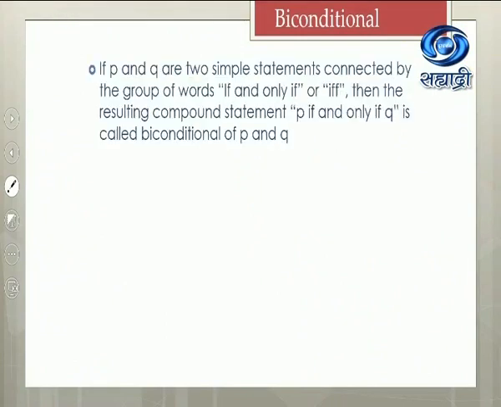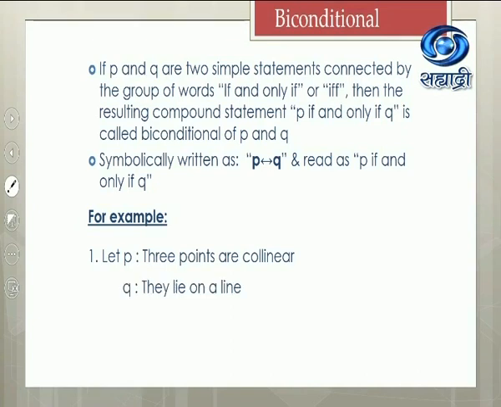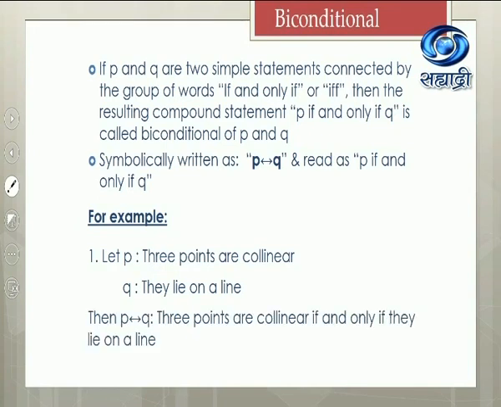Biconditional statement. If P and Q are two simple statements connected by the group of words if and only if, or IFF, which is the short form for writing if and only if, then the resulting compound statement P if and only if Q is called biconditional of P and Q. Symbolically, it is written as P double arrow Q and read as P if and only if Q. For example, let P be the three points are collinear. Q statement is they lie on a line. So P and Q will be joined as follows. Three points are collinear if and only if they lie on a line. So just write your P statement, insert the phrase if and only if, and then write the Q statement.